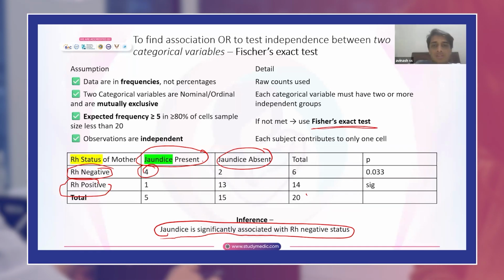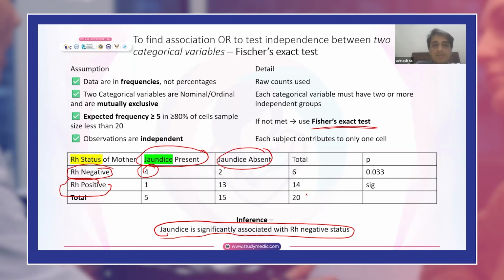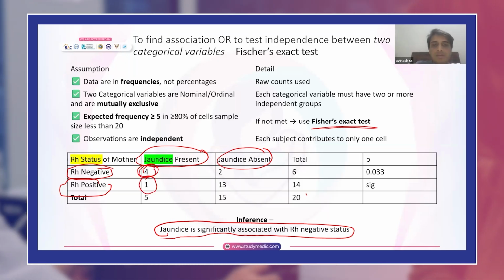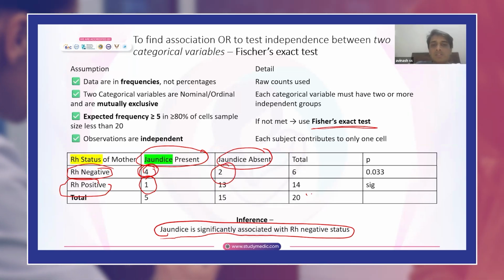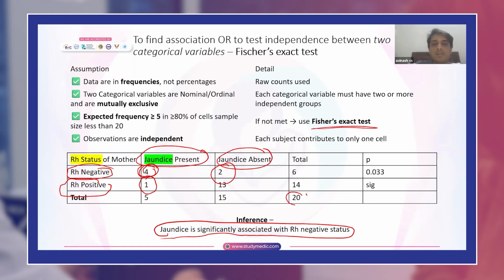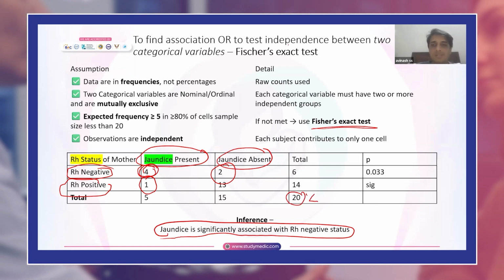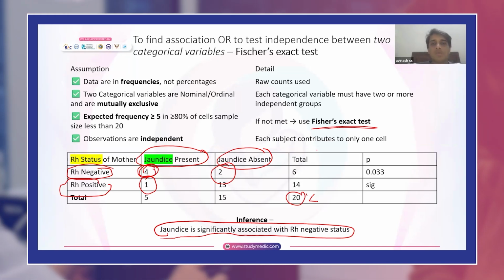So more than 80% of these cells do not contain enough. This cell is less than 5. This cell is less than 5. This cell is less than 5. So you can see in more than 80% of these cells the frequency count is not more than 5. And even if the total sample size is less than 20, if either of these is met, then we use Fisher's exact test instead of the chi-square test.